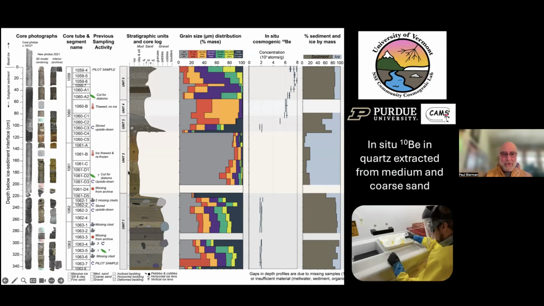This is our stratigraphy, and again, Unit 1, Unit 2, 3, 4, and 5 on here. This is grain size in color. And the last column is sediment and ice by mass. So if we start at the bottom and come up, Unit 1 is homogeneous for beryllium-10, and that tells us a lot. That tells us that this unit was not exposed at the surface to cosmic radiation, or we would see an increase in the beryllium-10 concentration as we got toward the top. So if there one time was a top to this unit, it's gone now.